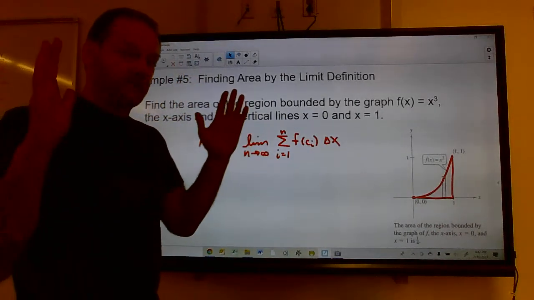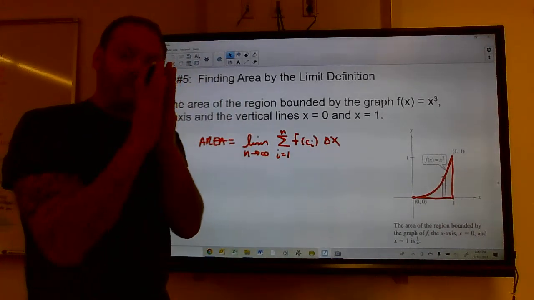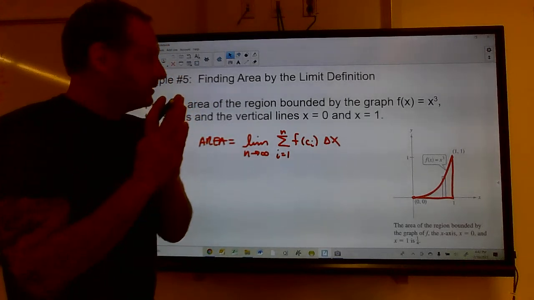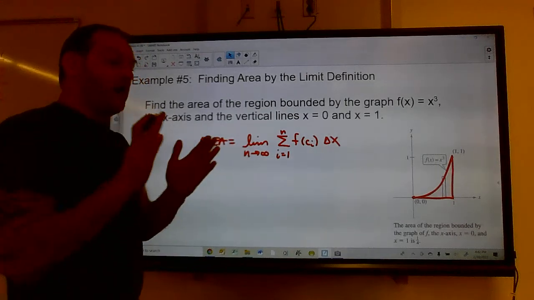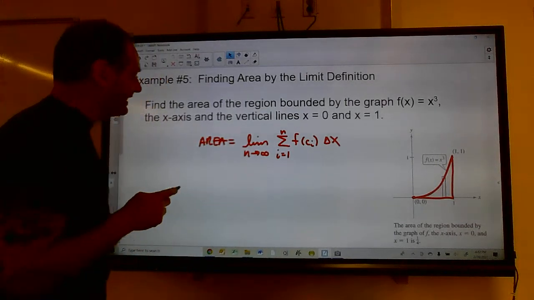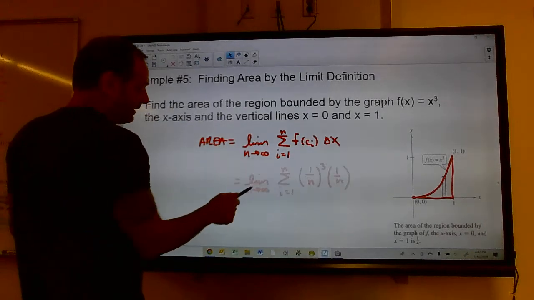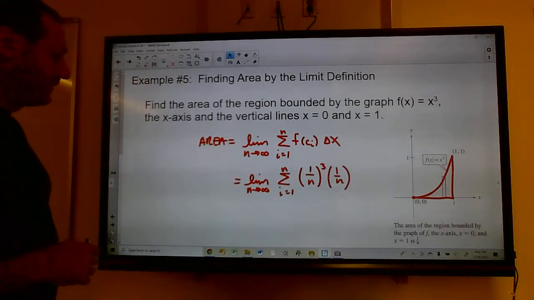So what that means is those rectangles are going to shrink in width and get closer and closer and closer to just a segment. Okay? And when they become a segment, that's when I'm going to actually get the actual answer to my area. Okay, so what is this?